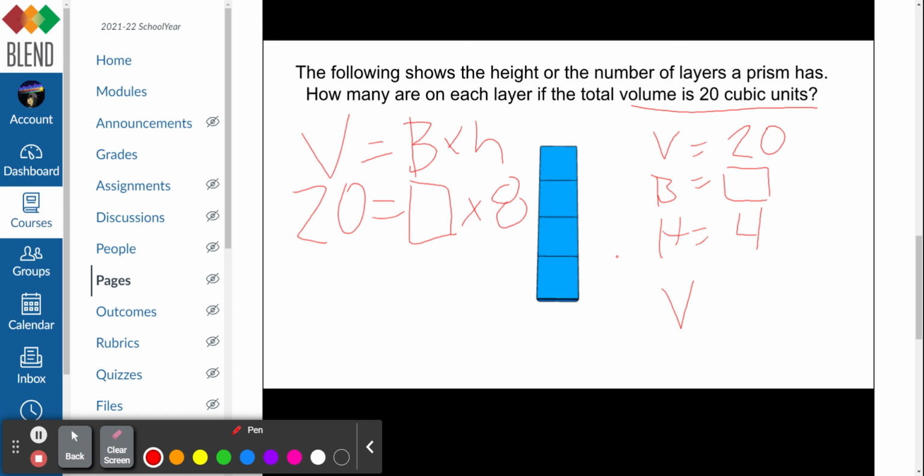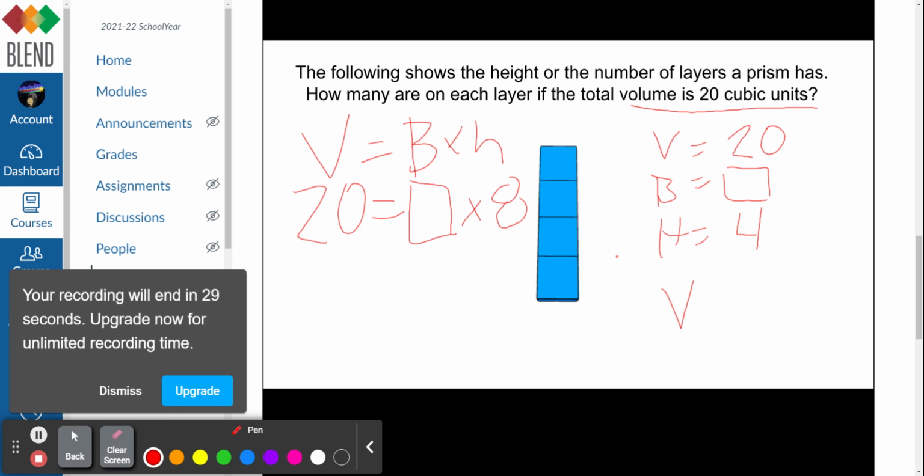So this one's going to actually be a little bit weird. Oh, where did I get 8 from? I'm so sorry. There's no 8 on here. The following shows the height of the number, so the height was 4. So what times 4 is 20? Sorry, Mr. Johnson makes mistakes too. 5. So our base layer equaled 5. So just plug in what you know, and find out what you don't.